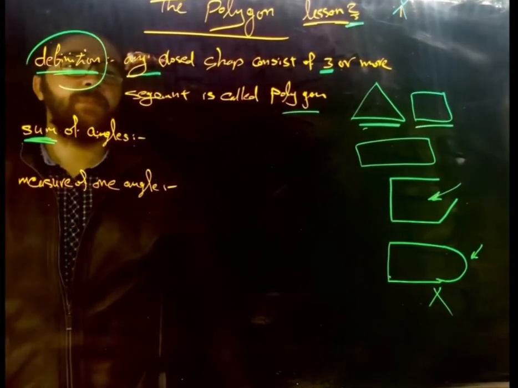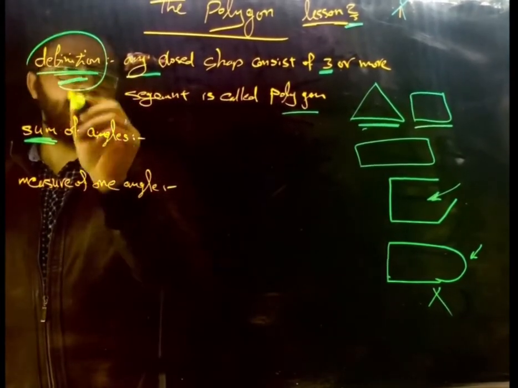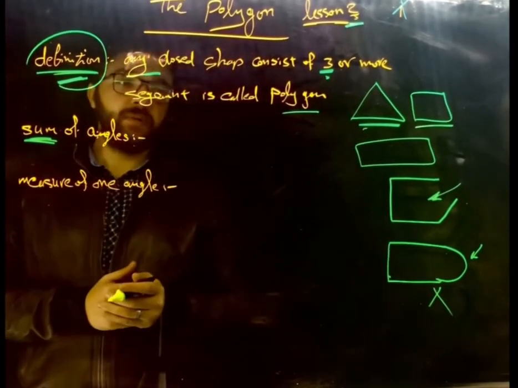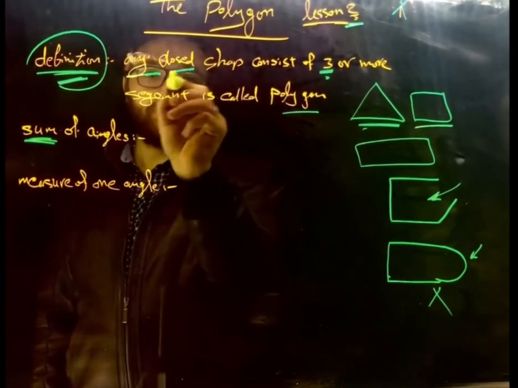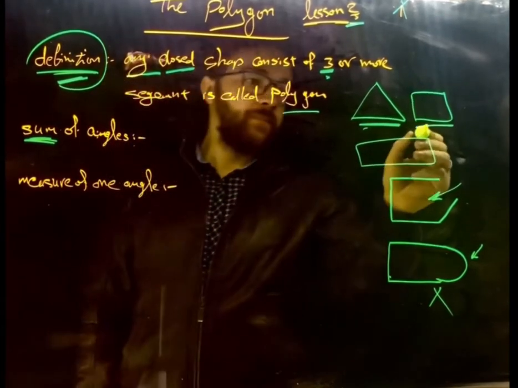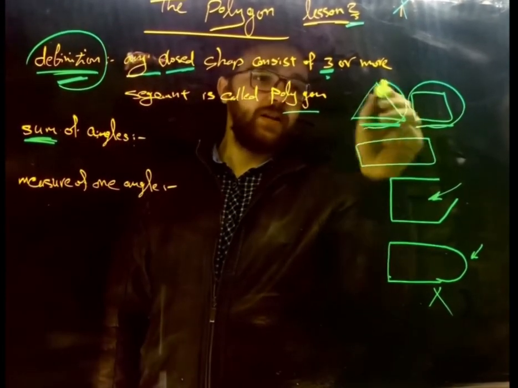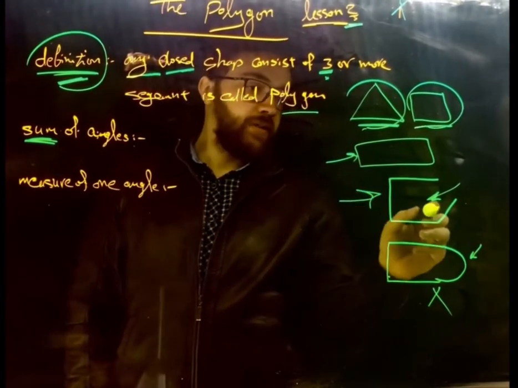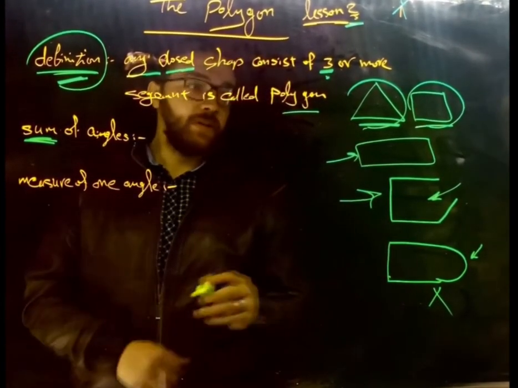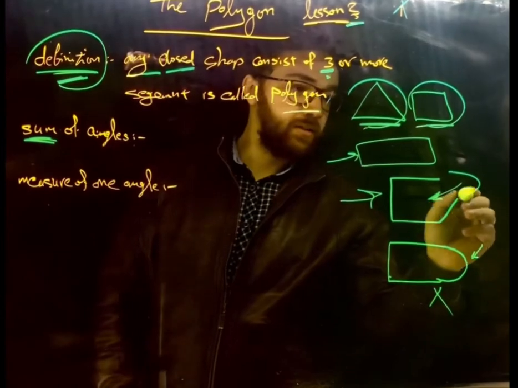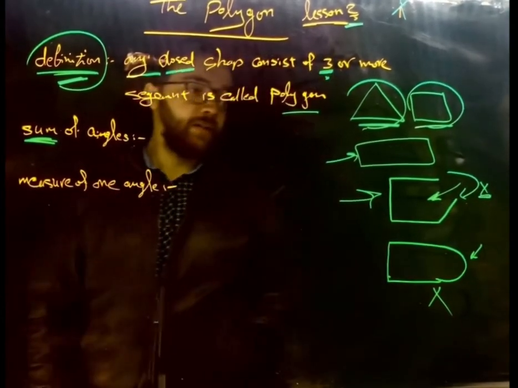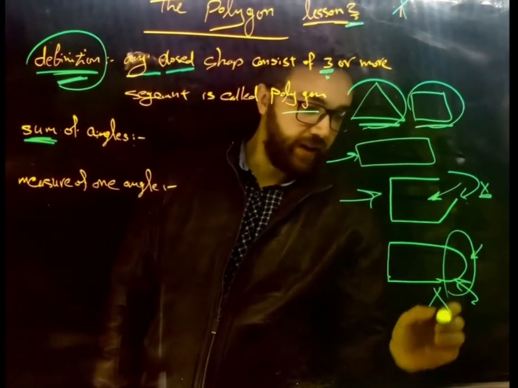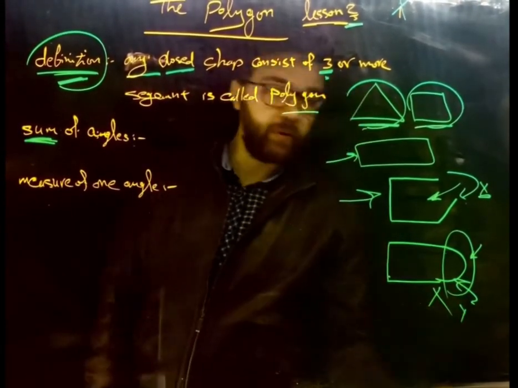This is called the polygon. The definition of a polygon is any shape that consists of 3 or more segments and it should be closed, like a square, triangle, or rectangle. About this shape, however, it consists of 9 segments, but it's open, so I can't call it a polygon. The same for this one, it has a curve, so it's not a polygon.